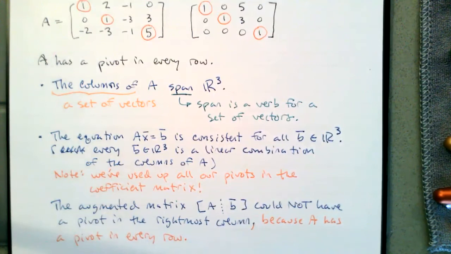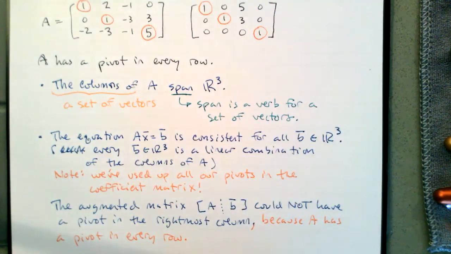If I ask, is the equation AX equal B consistent for all B in R3? And you say, yes, because the columns of A span R3, you're just throwing the definition of span back at me, and that's not what I'm asking for. How do you know that the columns of A span R3? And that's A has a pivot in every row.